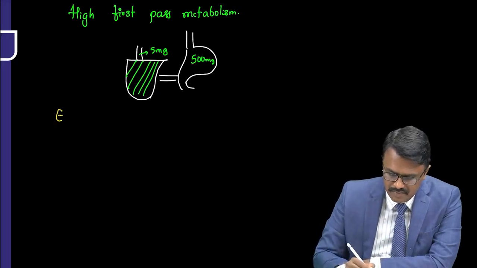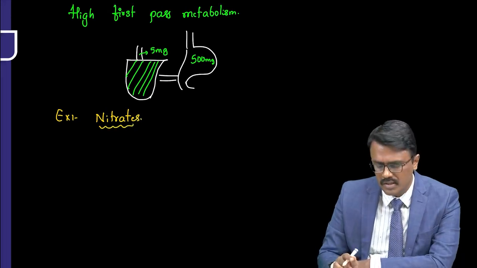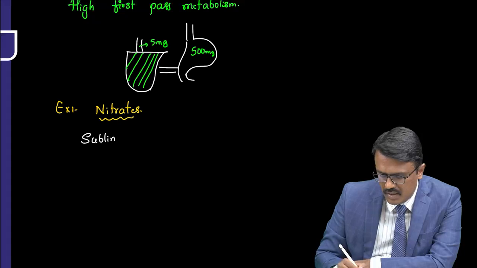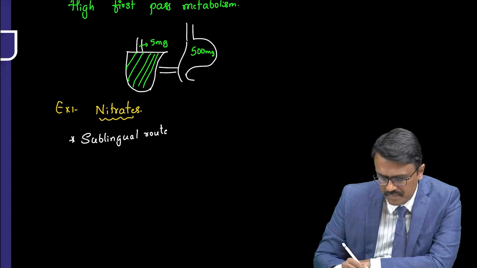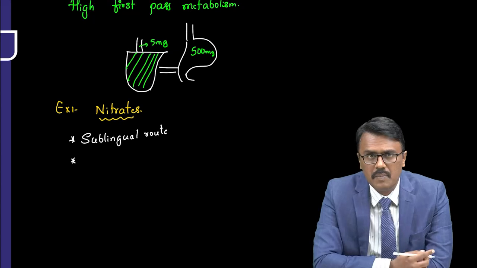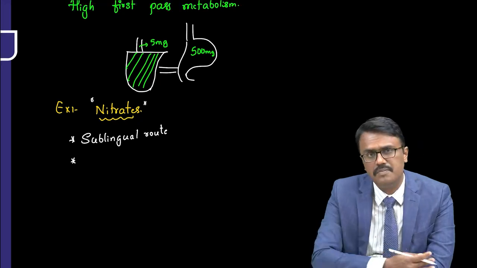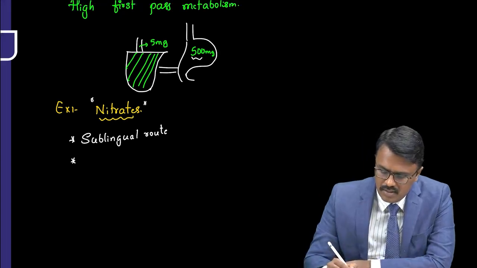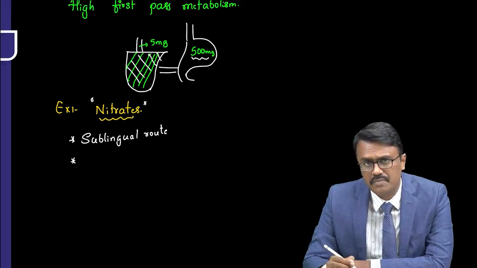Examples of such drugs are the drugs called nitrates. These have first pass metabolism when I give them orally. So to avoid first pass metabolism, we give the drug by sublingual route. The reason why we give it by sublingual route is because it doesn't have first pass metabolism. The question here is, please listen carefully. Suppose I want to give nitrate orally, what should I do? Even though I know first pass metabolism is there, but still I want to give it orally. What should I do?